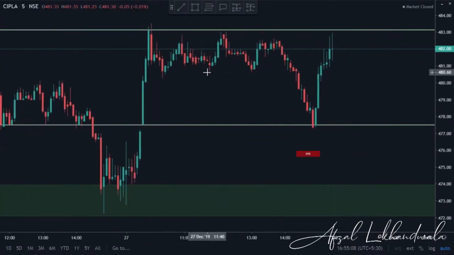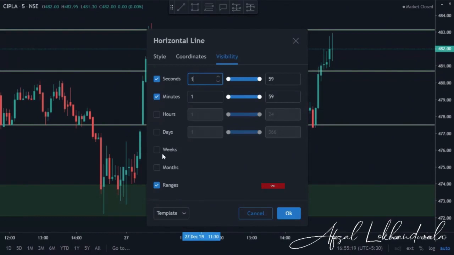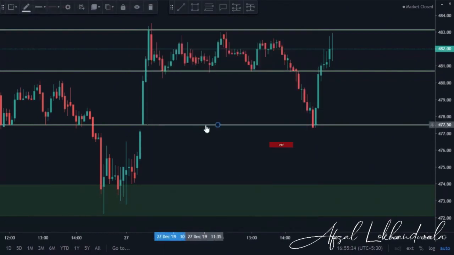There's one more area right here, Alt plus H. We are seeing 3 rejections of this area, a moderate area, but let's note it down. We'll change the template to the 5 minute. Again this one.